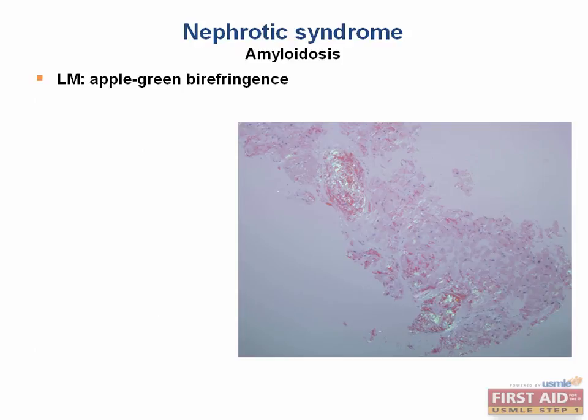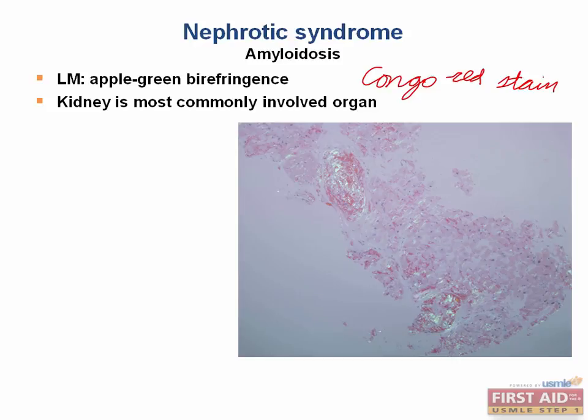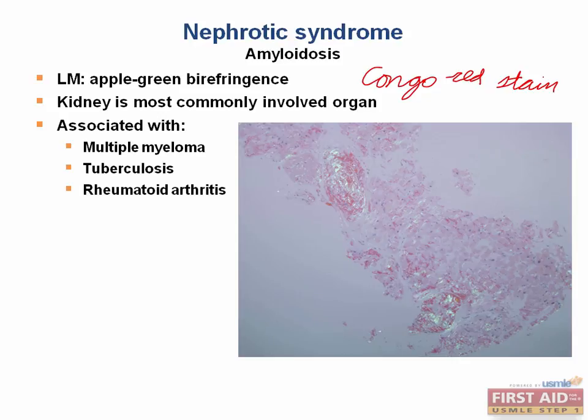Next on the list is amyloidosis. Now, this is a systemic disease process, and the kidneys are the most commonly involved organ. Now, what's the classic stain used to pick up amyloid on light microscopy? This is the Congo red stain. And how will the amyloid present on imaging? It will appear as apple green birefringence. Now, these are two very high yield terms and are most always associated with amyloid deposition on the exam. It's associated with chronic conditions such as multiple myeloma, tuberculosis, and rheumatoid arthritis.